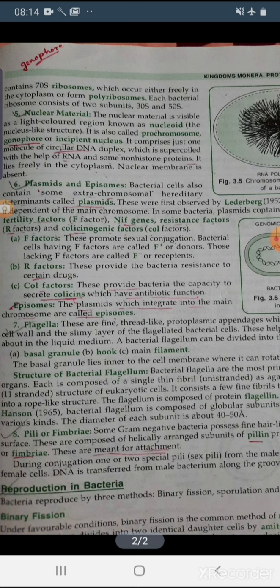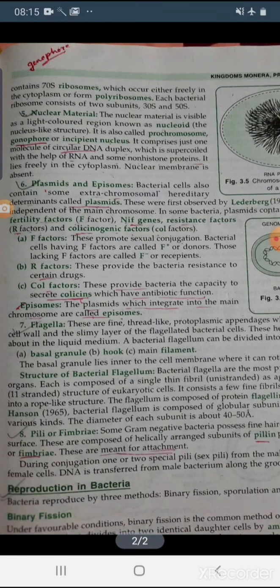So what is the structure of the nuclear material? They are known as the nucleoid, and they are visible as a light colored region. They are known as the prochromosome or gonophore or the incipient nucleus, and the DNA of the bacteria is circular and duplex, meaning double helix, and it is supercoiled with the help of RNA and some non-histone proteins, and they don't have the nuclear membrane.